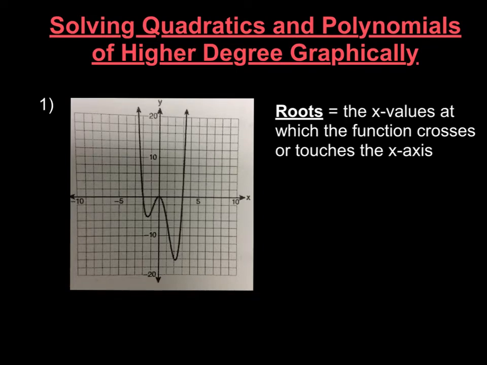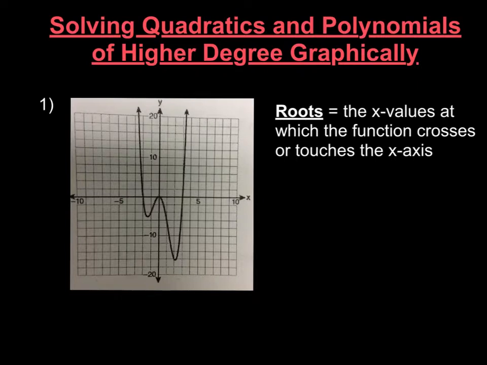Okay, so if you turn to page 5 of your packet, they're actually not numbered on the bottom, but where page 5 would be, it's titled Solving Quadratics and Polynomials of Higher Degree Graphically. What we're going to do here is graphically determine the solutions to polynomial equations or polynomial functions.